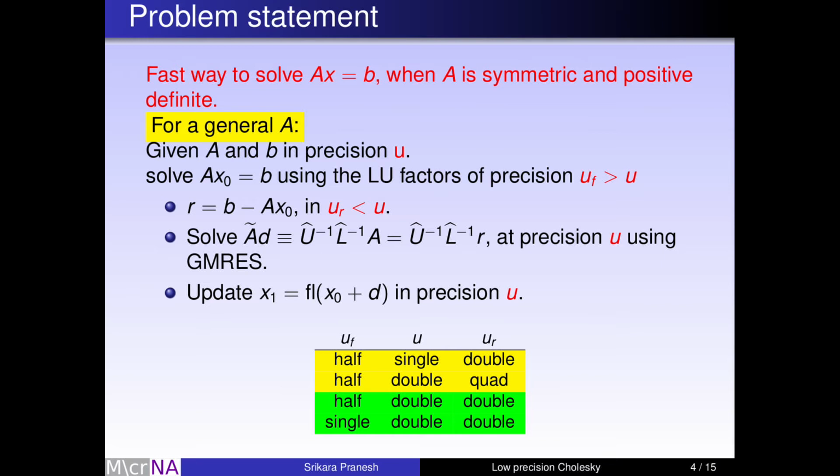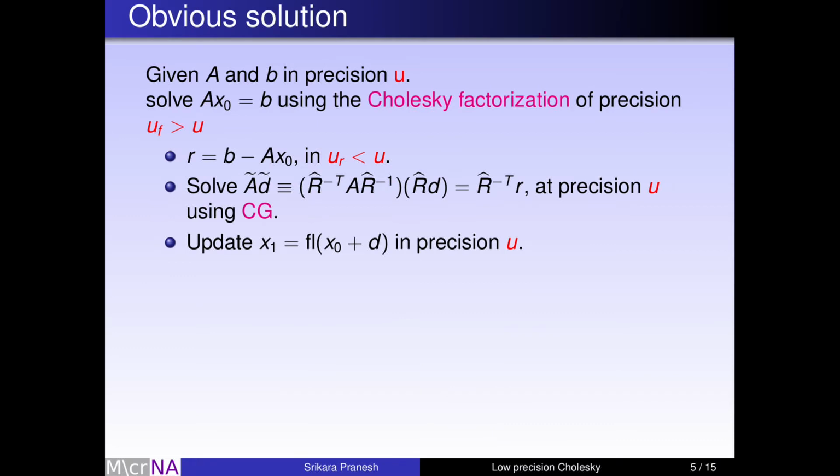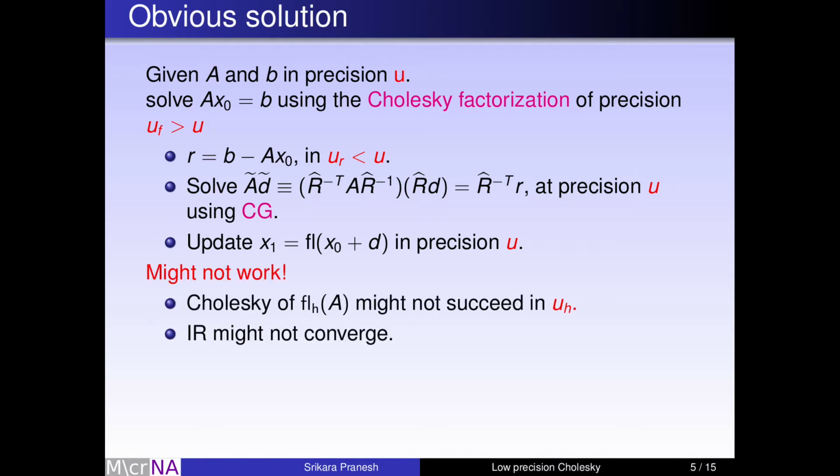Okay, so the answer to the question which I posed earlier, what is a fast way to solve a symmetric, positive definite linear system, seems pretty obvious from this algorithm. That is, if you are doing LU factorization for a general matrix, replace it by Cholesky factorization. And if you were using GMRES to refine your solution to required quality, replace it by preconditioned conjugate gradient. Okay. Even though that's quite obvious and quite intuitive, this might not work always.